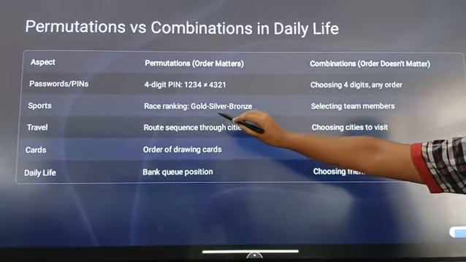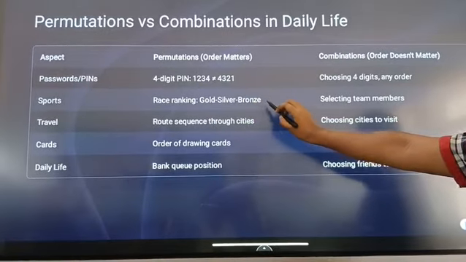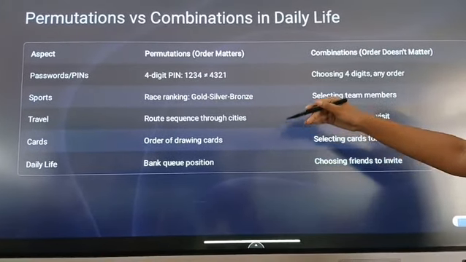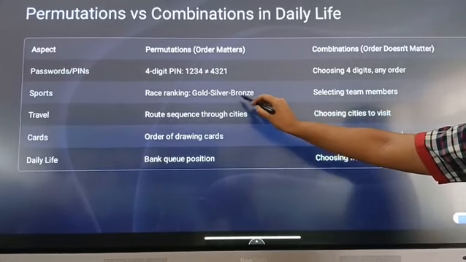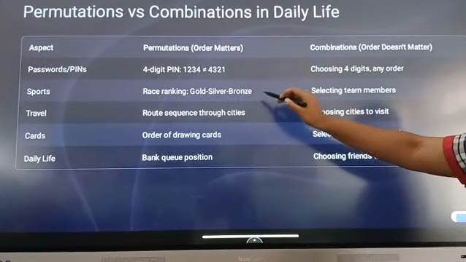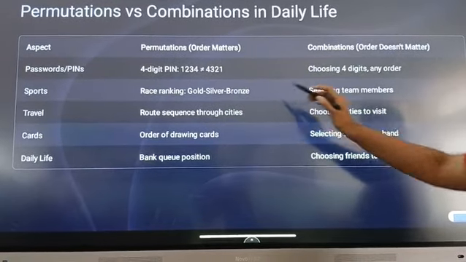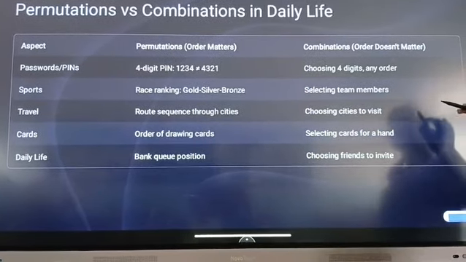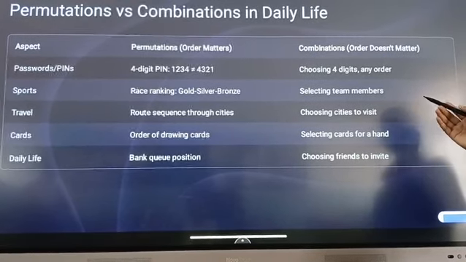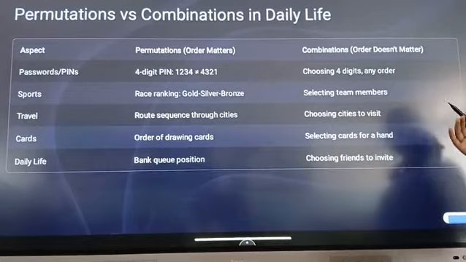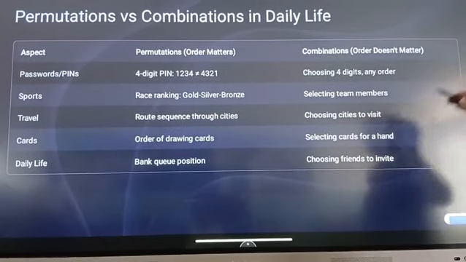And sports, here race ranking: gold, silver and bronze. As you know, the first place and the second place winners are assigned specific medals, which are gold and silver. So here the order matters, so this comes under permutation. And selecting team members is a combination, because the selection may vary from person to person. So here the order does not matter.